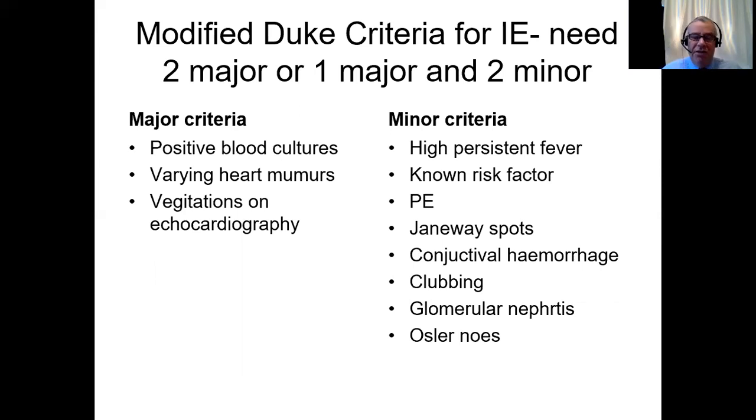There's various criteria. This is the Duke criteria, and the major ones are positive blood cultures, varying heart murmurs, and vegetations on echocardiography. You only need 2 of those. For minor criteria, high persistent fever, known risk factors, repeat pulmonary emboli, these Janeway spots which occur in the hand. These are just small infarcts, like the conjunctival hemorrhages, clubbing, glomerulonephritis, and Osler nodes, which are little inflammatory things in your fingers. And you can have 1 major and 2 minor, but even then it doesn't help because you still need to find the organism.